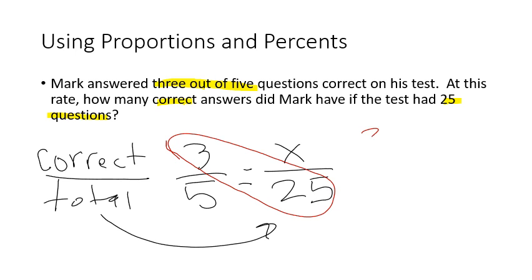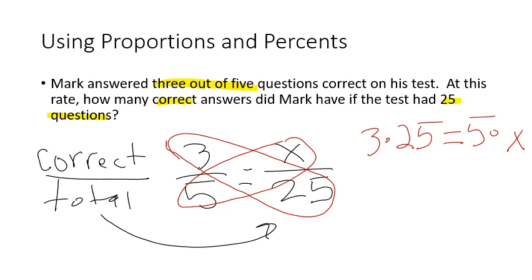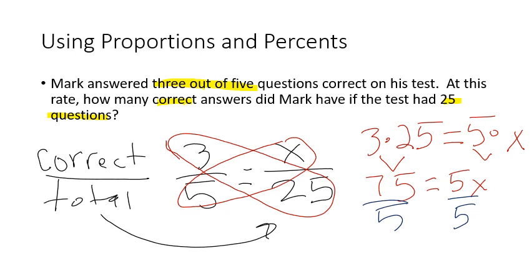So we're going to do 3 times 25 equals, we're going to multiply our other two numbers, 5 times x. So 3 times 25 is 75, and that equals 5 times x, which is 5x. Our last step, we're going to solve it by dividing both sides by 5. And x is going to be 15. So Mark got 15 correct answers.